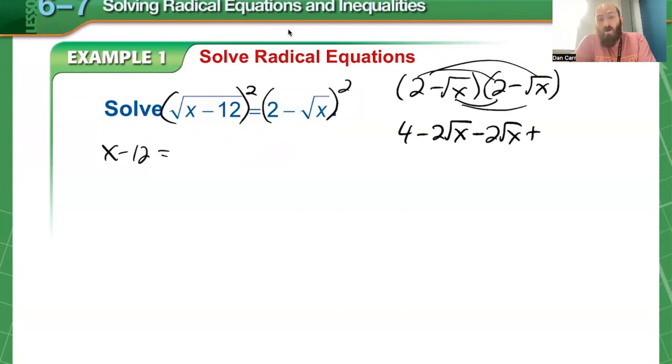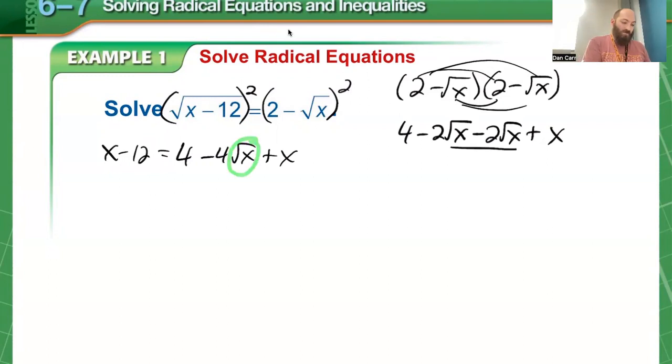So if I multiply 2 square roots of x together, that just becomes an x. And I'm doing negative times a negative. So combine my like terms here. That means x minus 12 is equal to 4 minus 4 square root of x plus x. Now it looks like the problems we did on the previous lesson. The goal here is to isolate this radical.